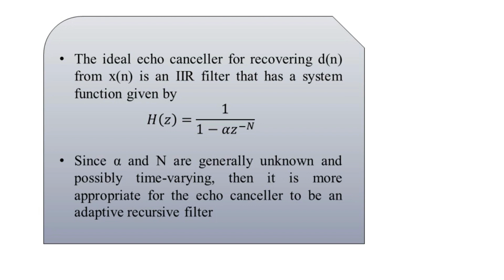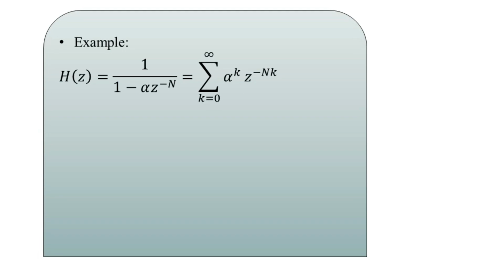Although we could consider a non-recursive adaptive filter instead, the order of the filter required for a sufficiently accurate estimate of the desired signal d of n may be very large. For example, suppose that the inverse filter denoted by capital H of z is expanded in a geometric series. Mathematically, capital H of z is equal to 1 upon 1 minus alpha times z to the power minus capital N from the previous equation, which is equal to the summation k equal to 0 to infinity of alpha to the power k multiplied by z to the power minus capital N times k.